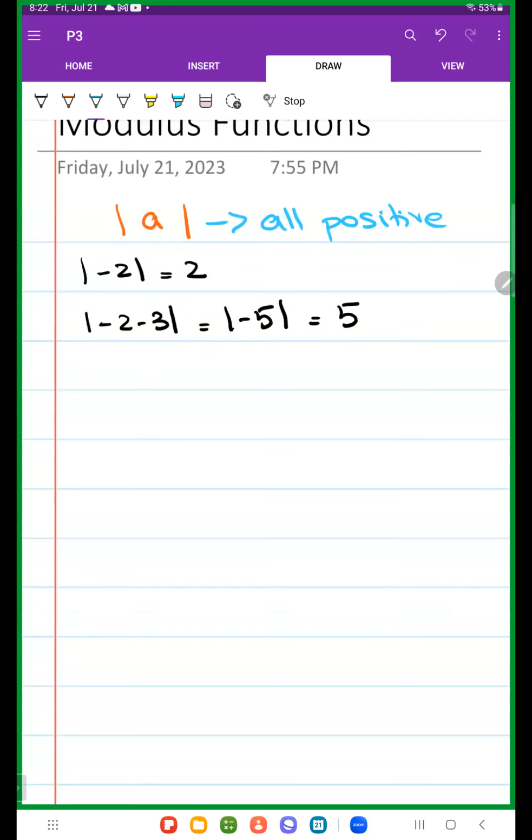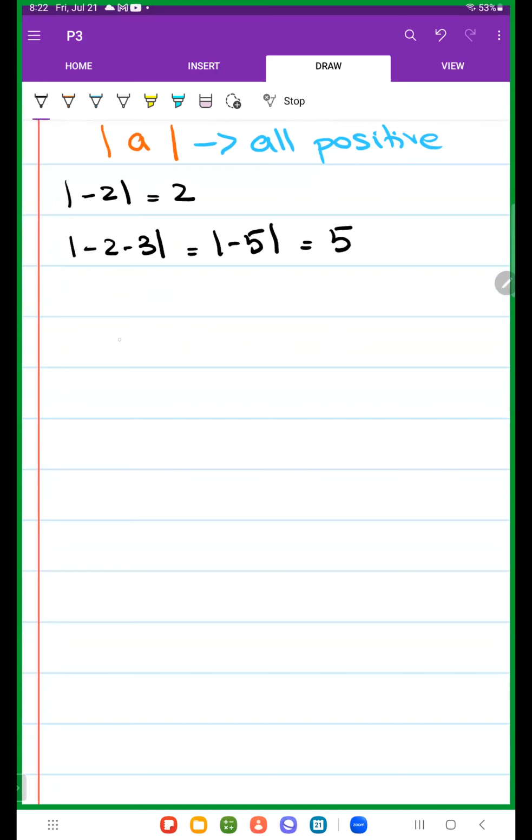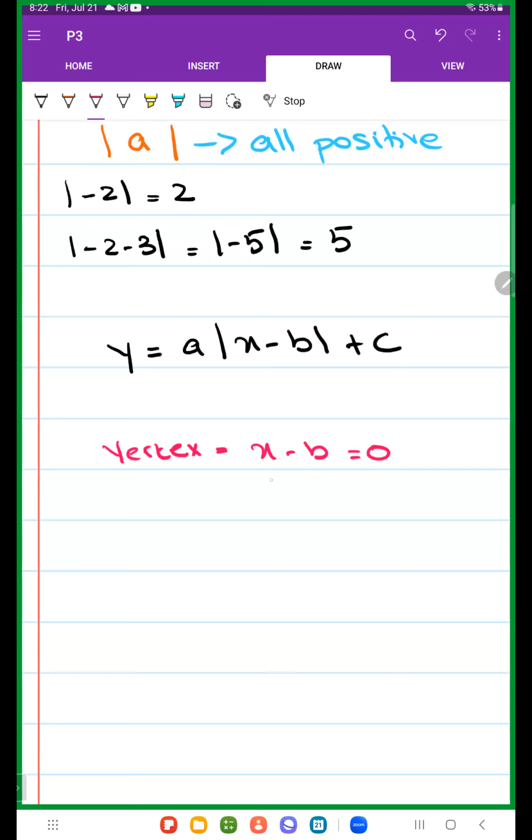So let's talk about our equation. Any equation of a modulus curve is this: y = a|x - b| + c. Over here, we have a vertex, which is basically where x minus b is equal to 0. So x is equal to b, and y is equal to c.